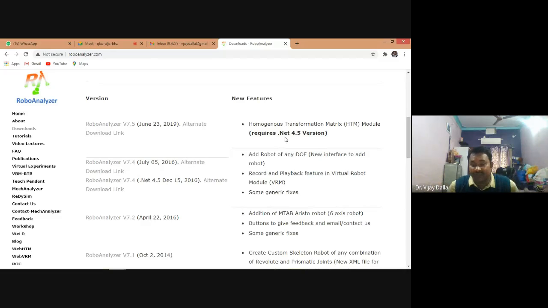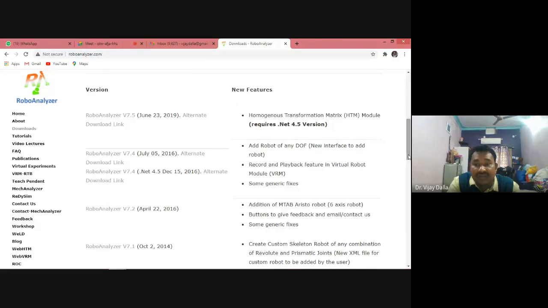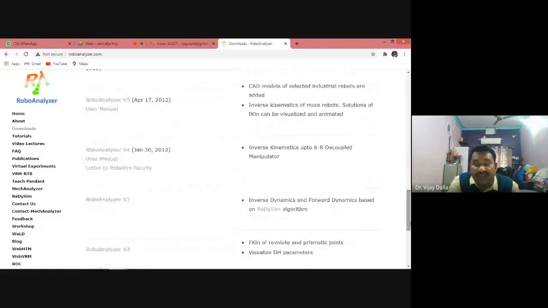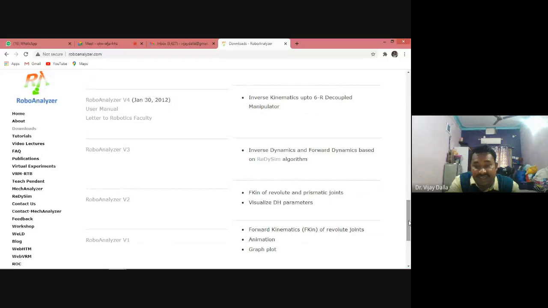All matrices should be square, meaning the number of elements in the rows should be the same as the number of elements in the columns. Okay, so these are the extra features added with this software. You can see the evolution of this software from where it was started.